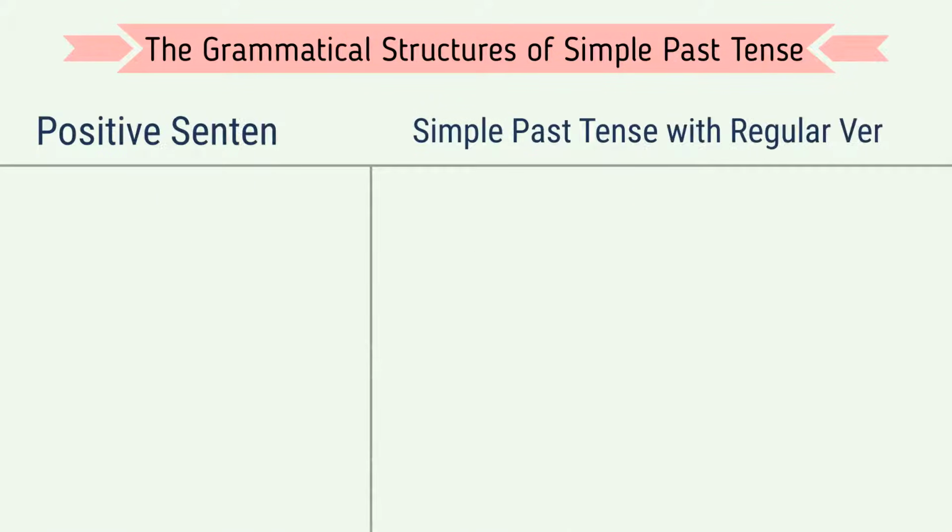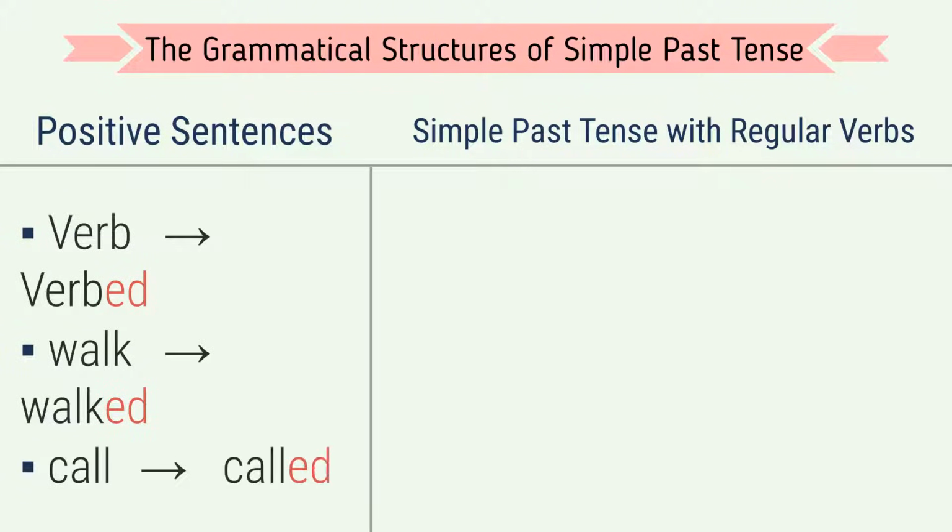In English, we have something called regular and irregular verbs. You will learn more about regular and irregular verbs in the upcoming lessons, but let's start with regular verbs now. To put regular verbs into the past tense form, we generally add ed. Verb, verbed; walk, walked; call, called. All we did was add ed.